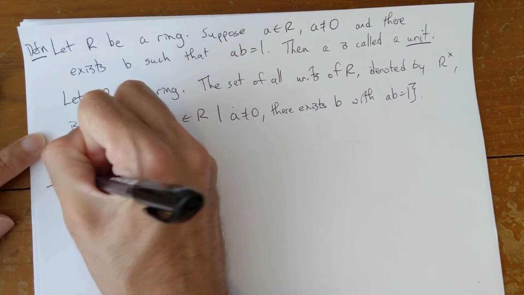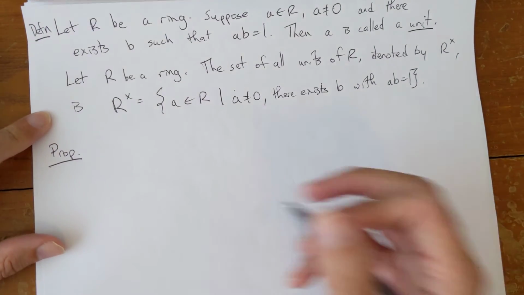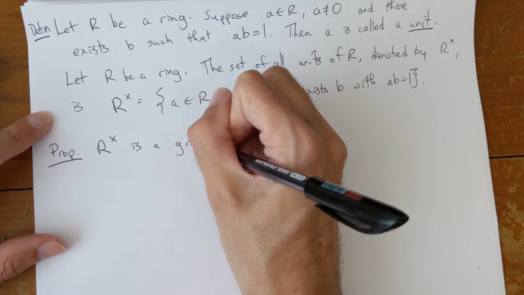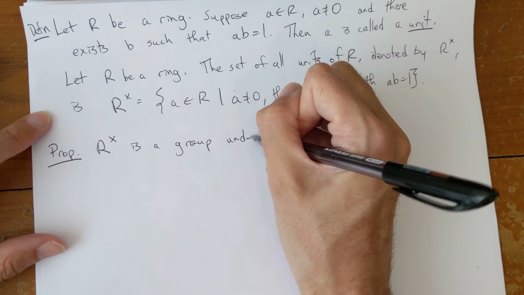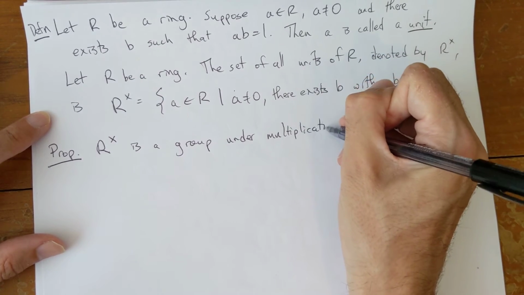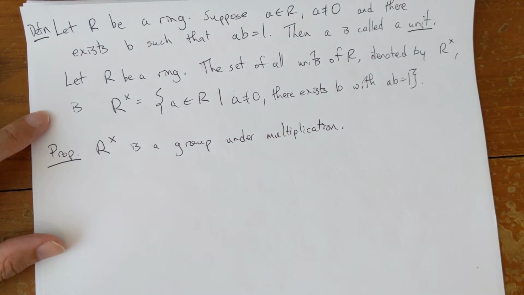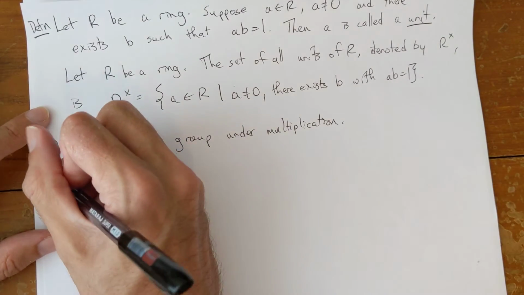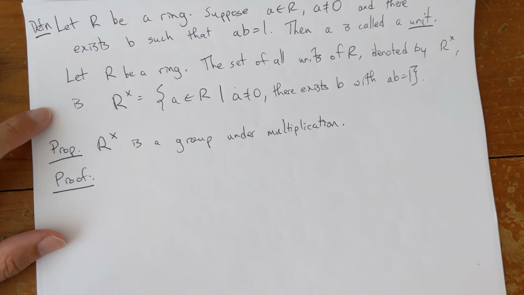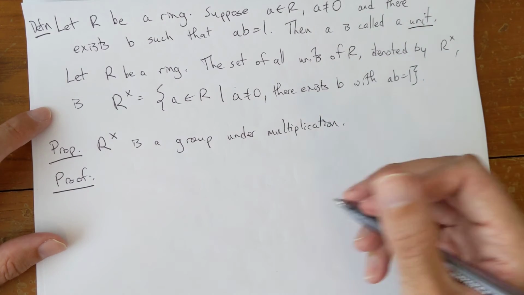And then our proposition, we can prove a quick proposition that says R cross is a group under multiplication. Well, I don't want to belabor this proof too much, so let's just try. We have to show that it's closed under multiplication.